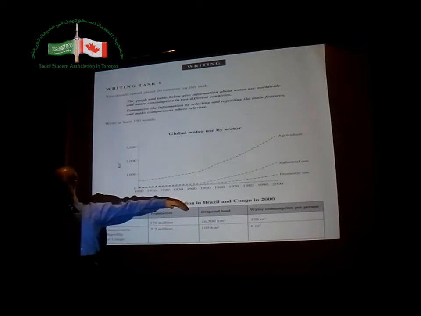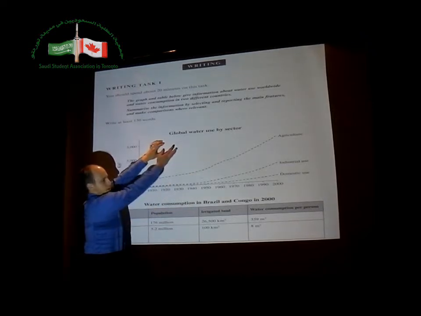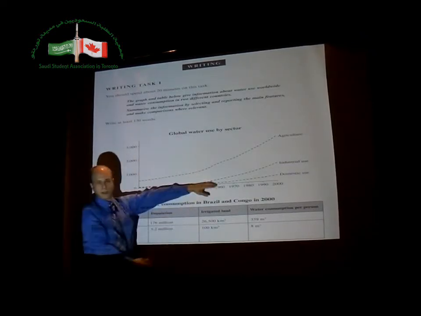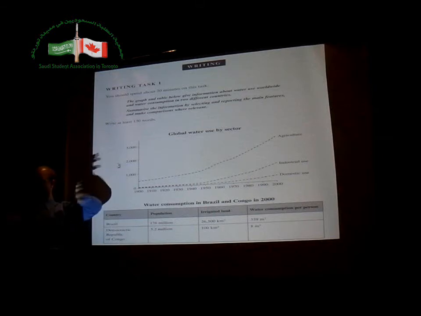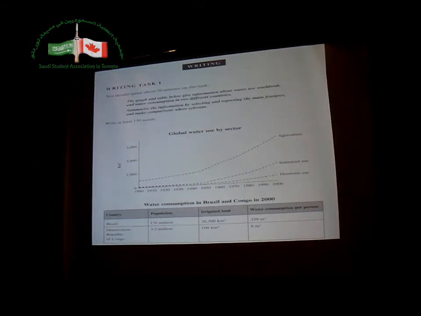Now be specific. Talk about how it changed. So I said it increased dramatically. Ding, ding, ding, nice words. Now 500 to 3,000 cubic kilometers. I'm giving the detail about that. And now I'm going to compare it with something else. So it was far below the levels of consumption by agriculture.